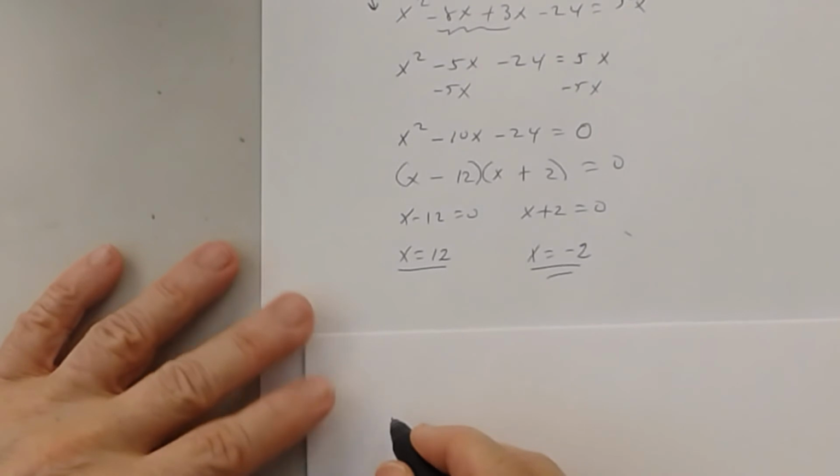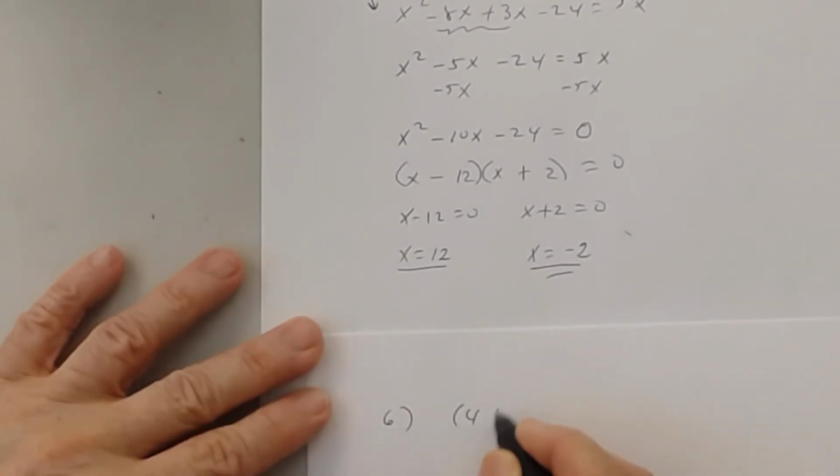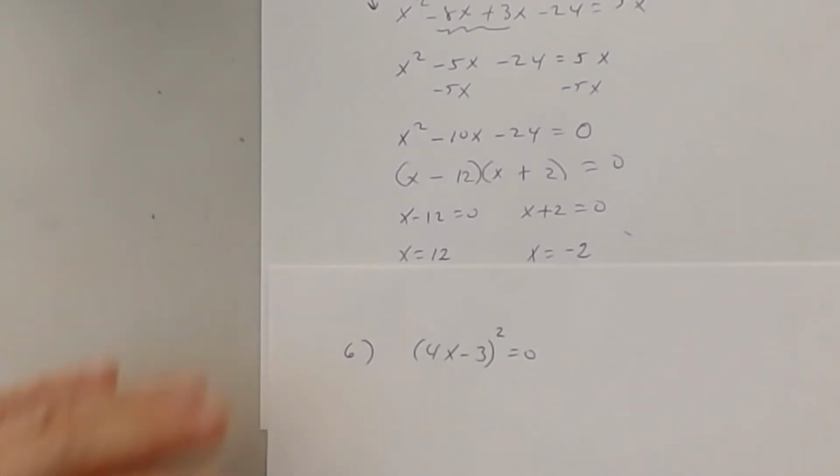Okay, number 6, you have this. You have 4x minus 3 squared equals 0. All right, so you want to solve this quadratic equation. Now, I said it was quadratic. It is quadratic. How do you know it's quadratic? Because if you look at this, 4x minus 3 squared means what? 4x minus 3 times 4x minus 3, right?